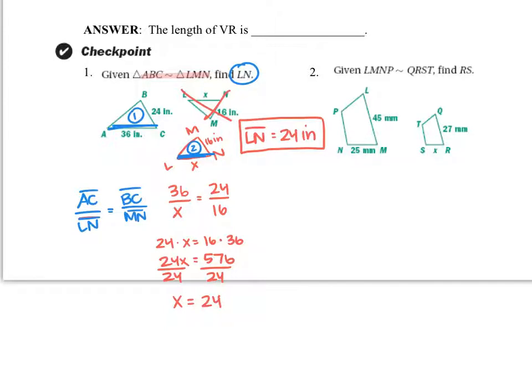All right, why don't you take just a minute and try number 2.